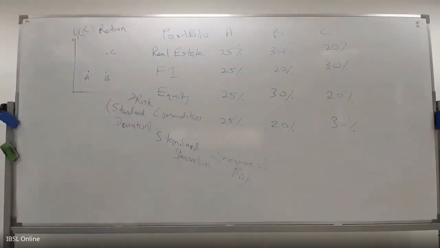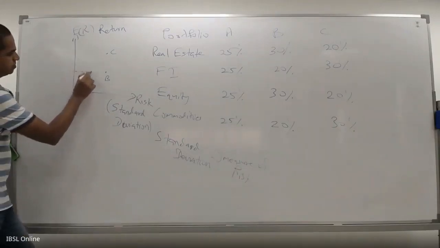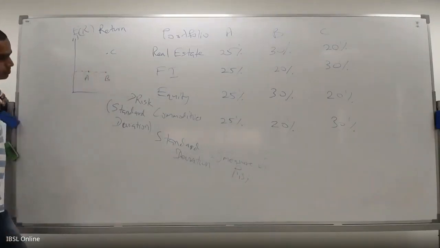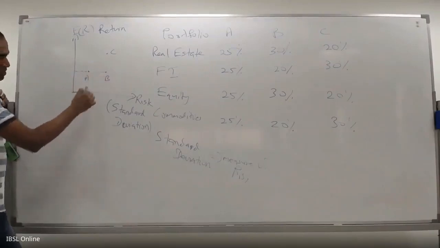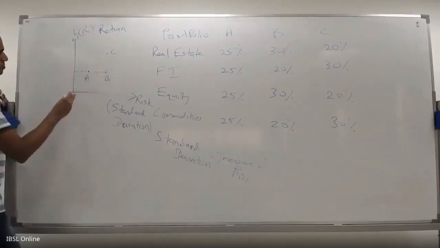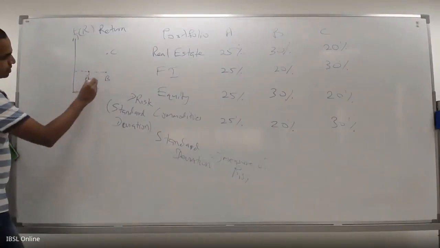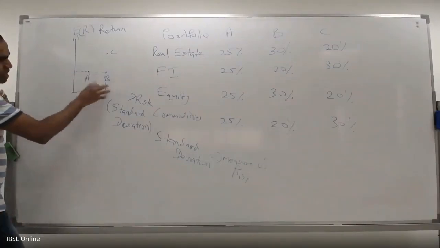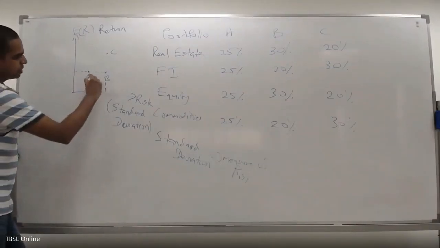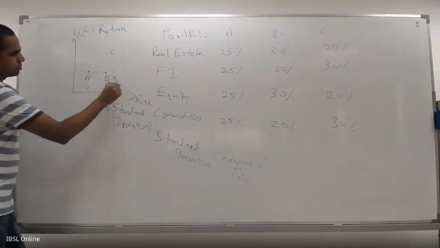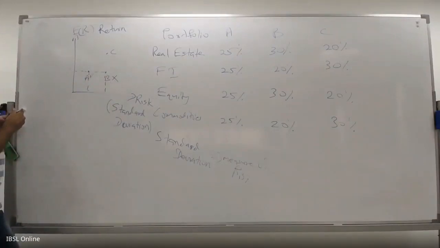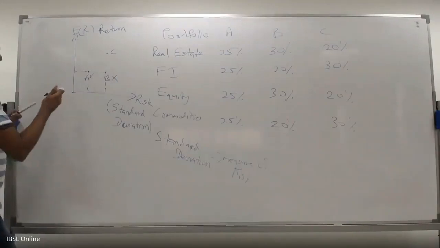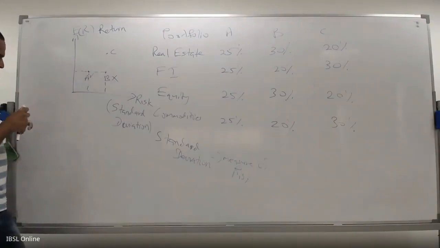Yes, you're right. Absolutely right. If you take A and B, they have the same return, no? Same return, but A has low risk. So between A and B, you will prefer A. You don't want B. You will want to invest in A but not in B.